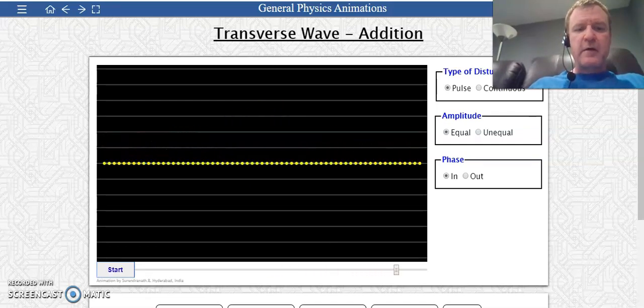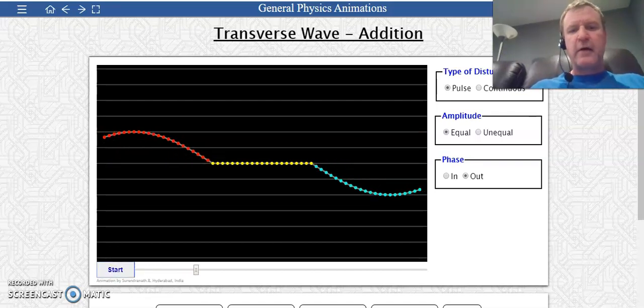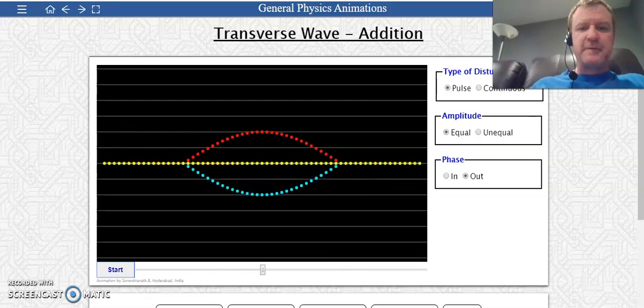Okay, now what if they're on opposite sides of equilibrium? So that's what's called out of phase. What do you think is going to happen here? Okay, so this one we can say has an amplitude of +2, and this one an amplitude of -2. Well, what's 2 plus a -2? Yeah, 0.